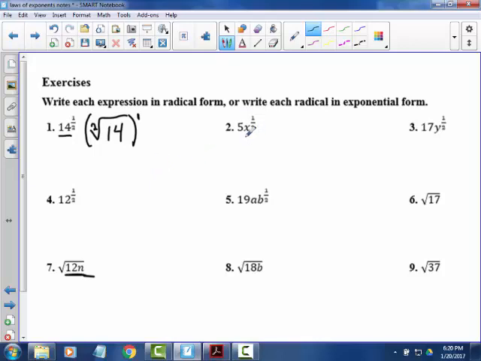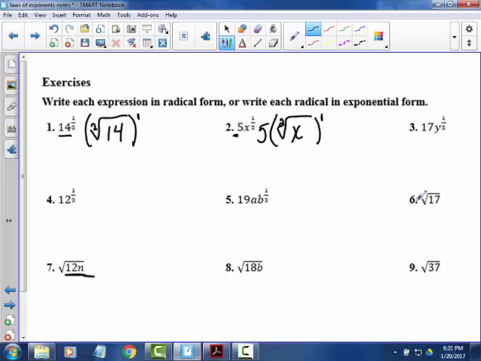Let's do one more together. The 1/2 is with the x. So to rewrite that, I make my radical. The 2 goes in the little crook because it's the denominator. The x goes under the radical. The whole thing is to the first power. And this 5, well, it just gets carried along because it doesn't have the power.